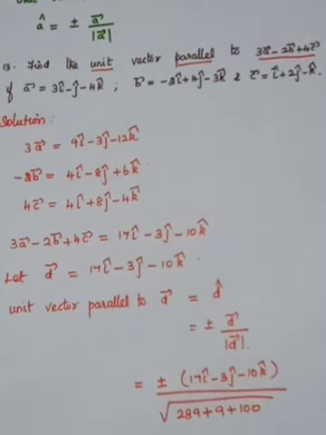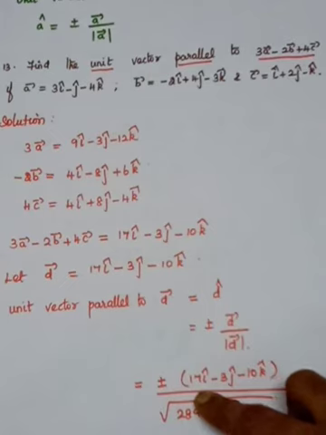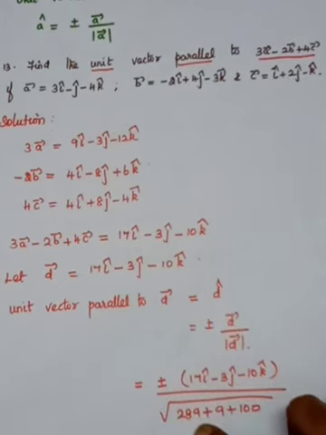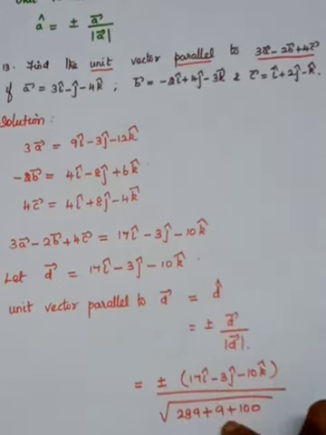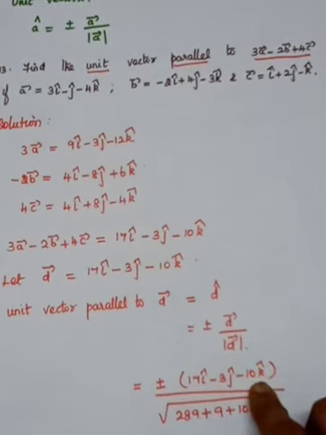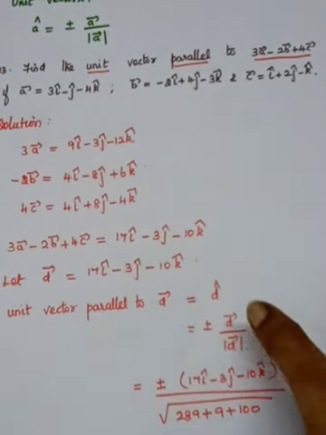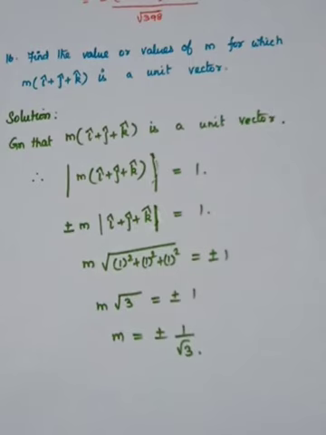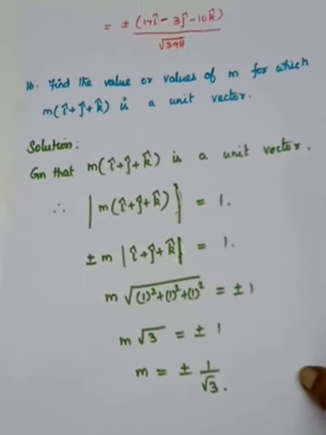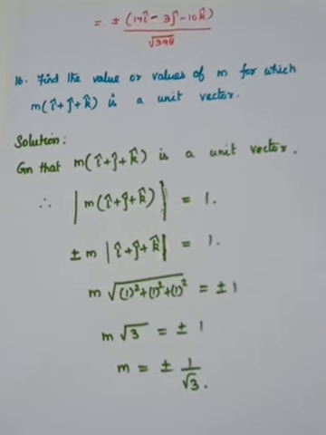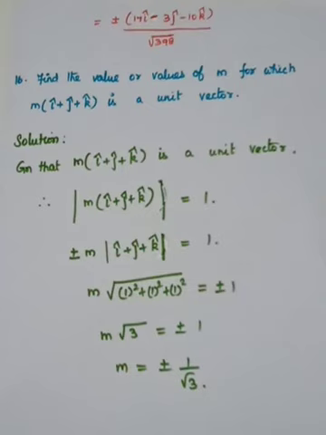How to find the magnitude in terms of components? It's the square root of x squared plus y squared plus z squared. Your x is 17. 17 the whole squared is 289. Plus minus 3 the whole squared is 9. Plus minus 10 the whole squared is 100. If you add, you will get 398, so the magnitude is the square root of 398. This is the unit vector parallel to 3a vector minus 2b vector plus 4c vector.